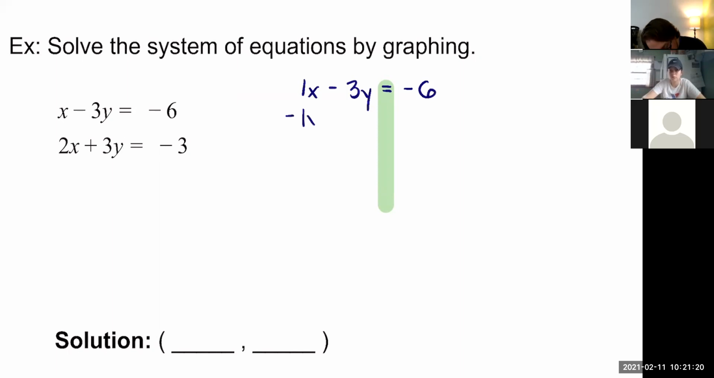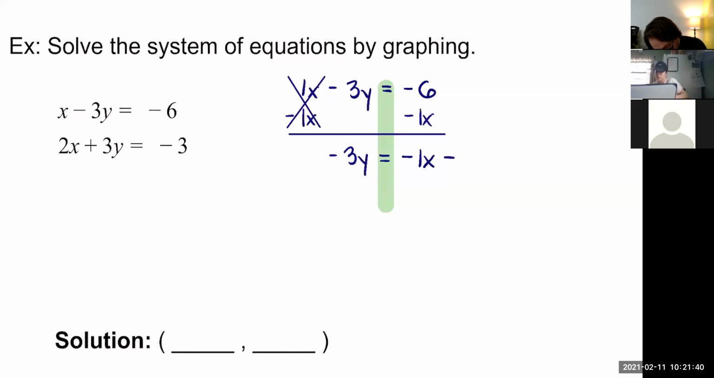So I'm going to use a -1x to make that disappear, making sure to do it on both sides. The 1x on the left side would cancel out, and then it would be -1x. Well, -3. -3y equals -1x minus 6. And why didn't you combine those? Because they're not like terms.